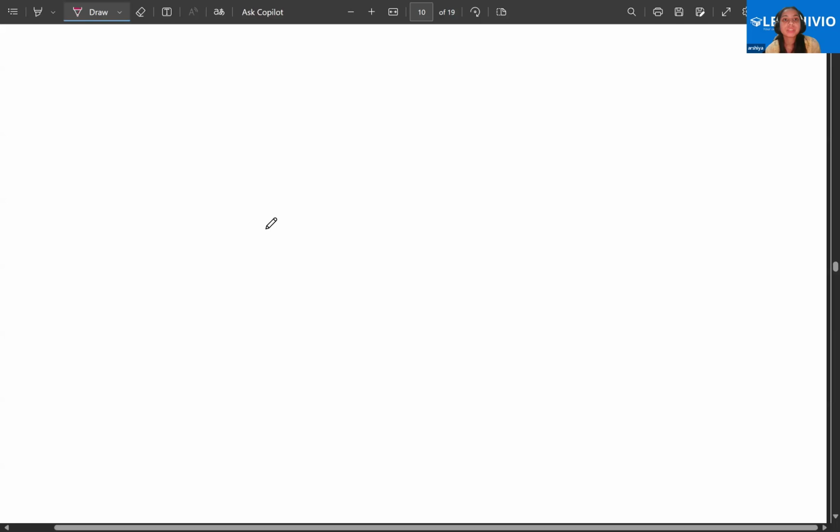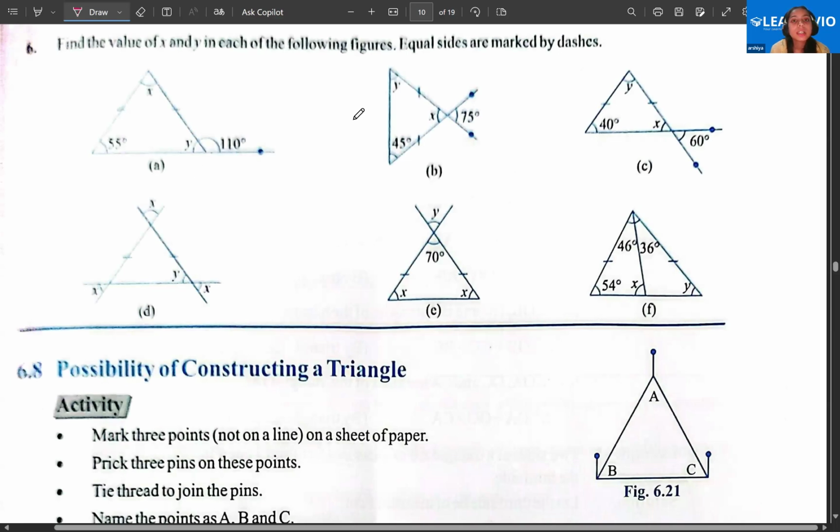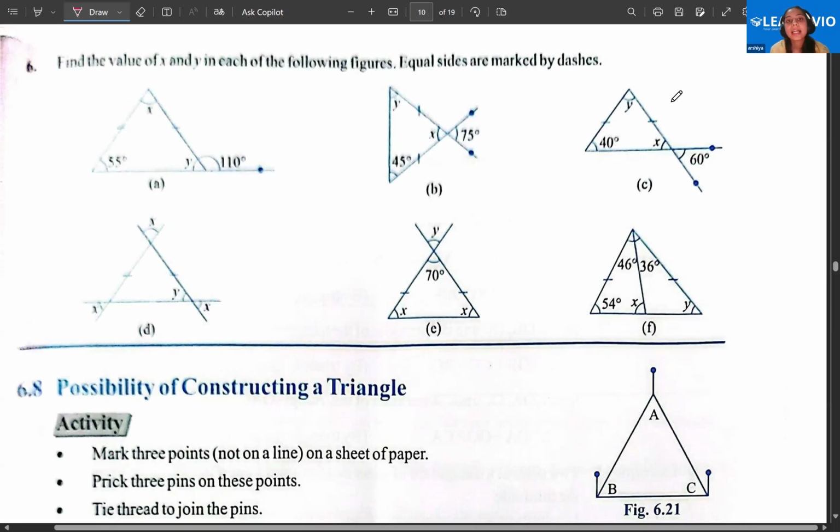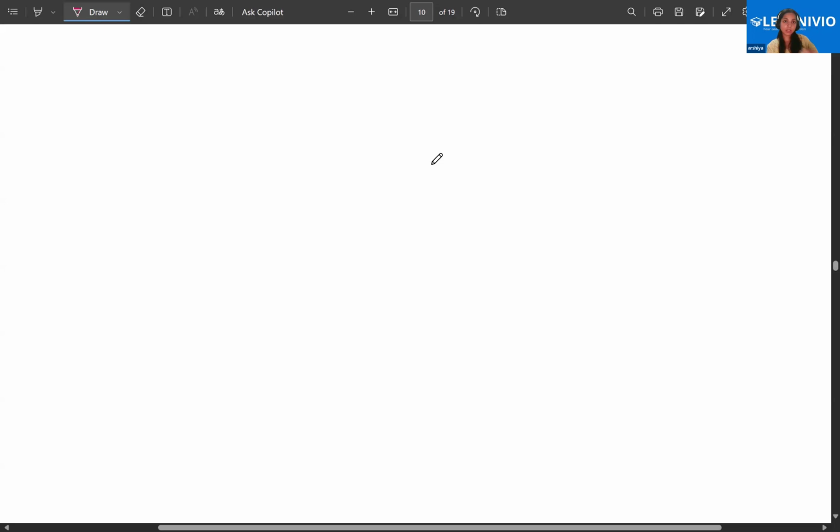All right, the screen has gone blank from my side. Okay, they are saying find the value of x and y in each of the following figures. Equal sides are marked by dashes. So these are the dashes, and that means these sides are equal. Let's look at the figure. Let's look at the second figure.